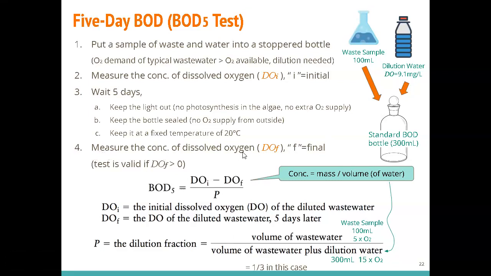You don't want temperature to play a role in your experiment, okay? And then you measure the concentration of the dissolved oxygen, DOF, which is the final dissolved oxygen. You know that initial should be more than the final, so do the subtraction like this, okay? And the concentration, remember that it should be the unit of mass over the unit of volume, water. And then you have to divide this by your dilution fraction. We just calculated that is 1 over 3. Okay, so dilution, 1 over 3 in this case.